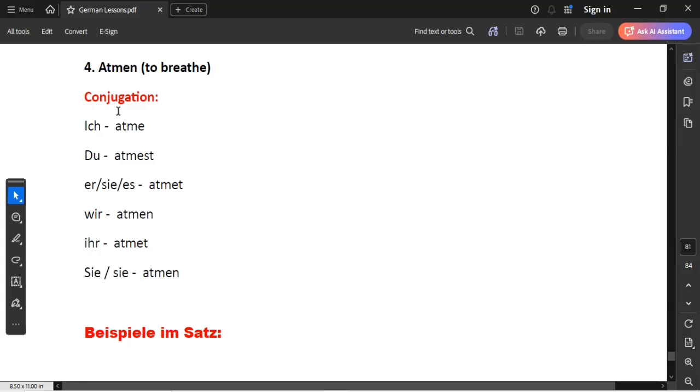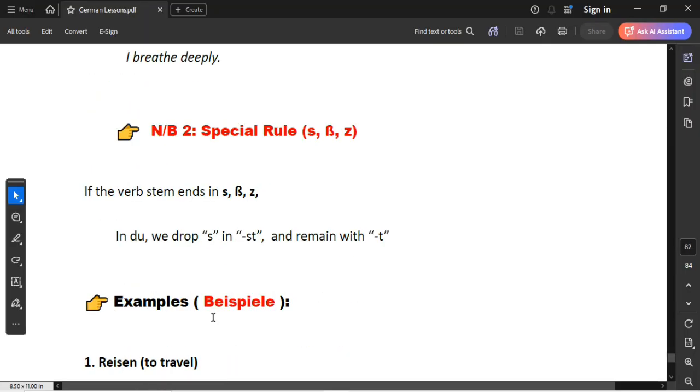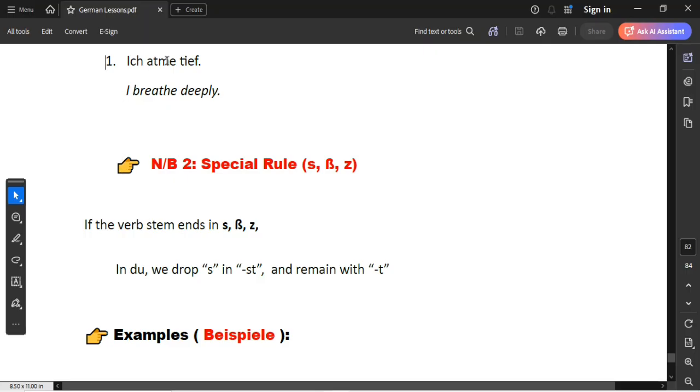with m, and the conjugation will be ich atme, which remains the same. Du, remember du and er/sie/es, they are changing. When you come to du, we are going to add est. That's why we have du atmest. Er, sie, es we have atmet, same as ihr where we have atmet. Then wir and sie we have atmen. So Beispiel im Satz, we have: Ich atme tief. I breathe deeply.